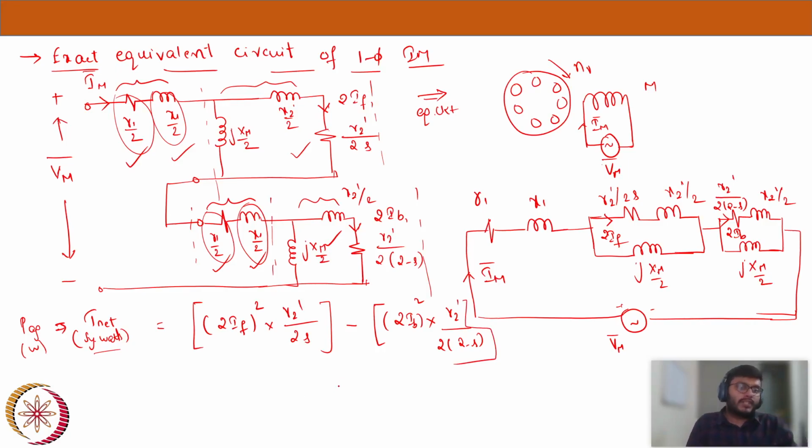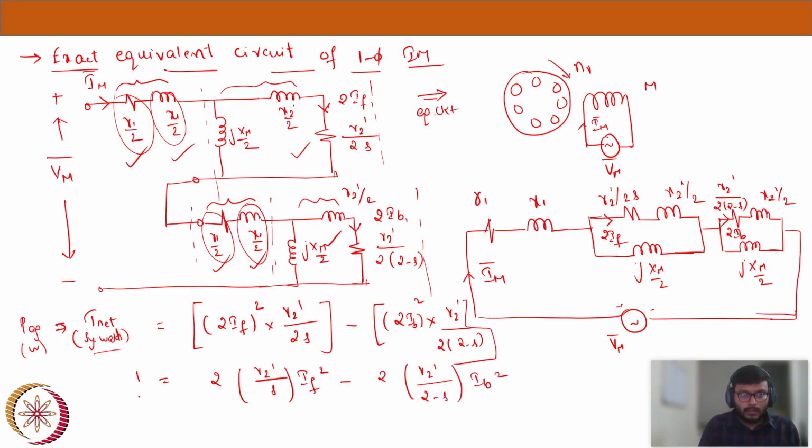Now, if you want to simplify the equation further, the 2 square is 4, and one 2 gets cancelled out. What we can write is 2 into R2 dash by S into IF square, minus, here again 2 square is 4 and the 2 is in the denominator, 2 into R2 dash by (2 minus S) into IB square. This is T net in synchronous watts.